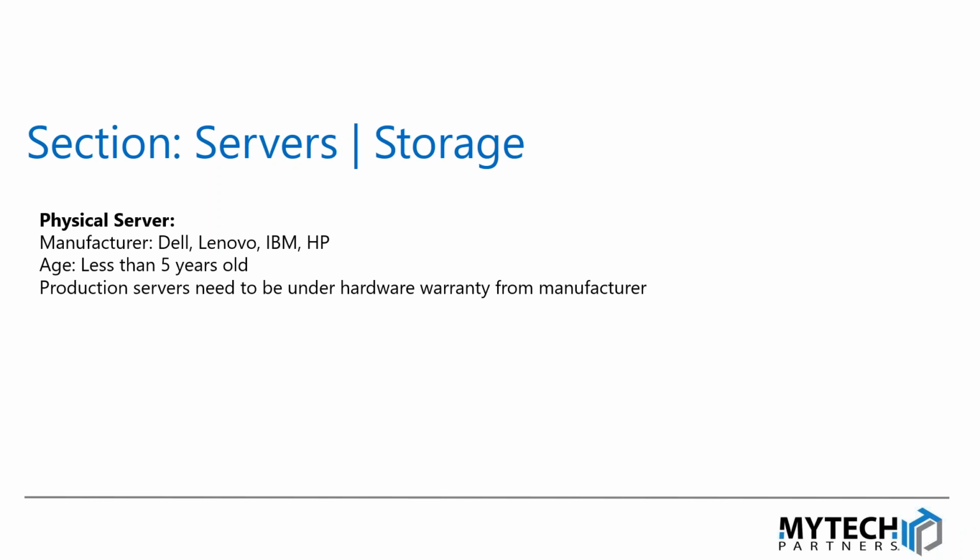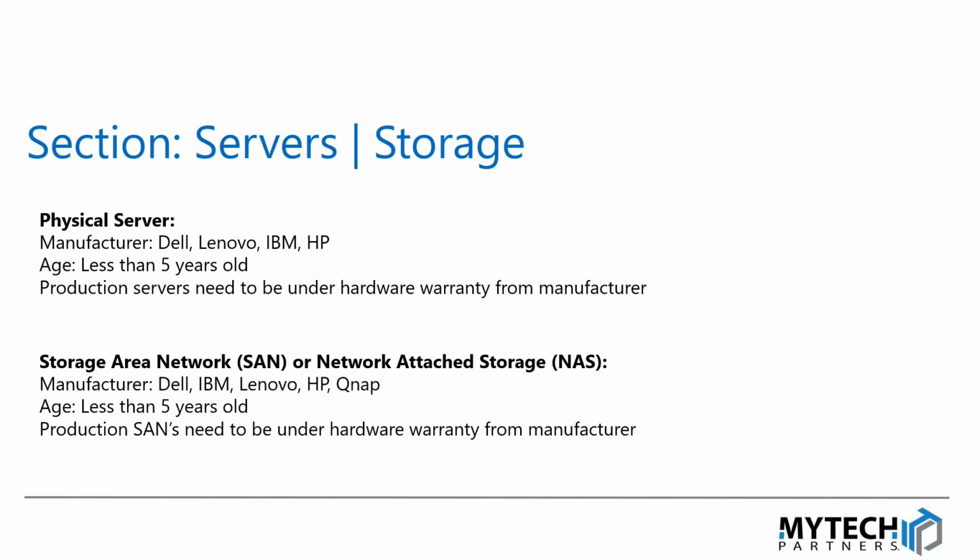So the next section is really servers and storage. Again, we want a major manufacturer, less than 5 years old, and if it's in production, keep it under warranty. Because one of the things is that these manufacturers are not required to keep equipment around for you if you don't have a warranty.